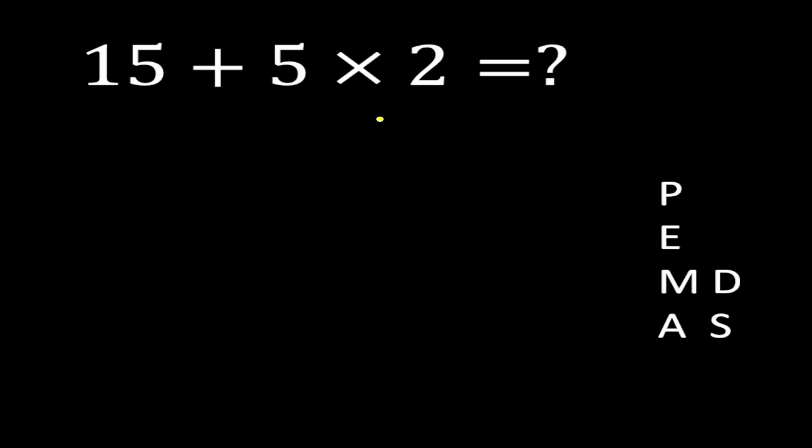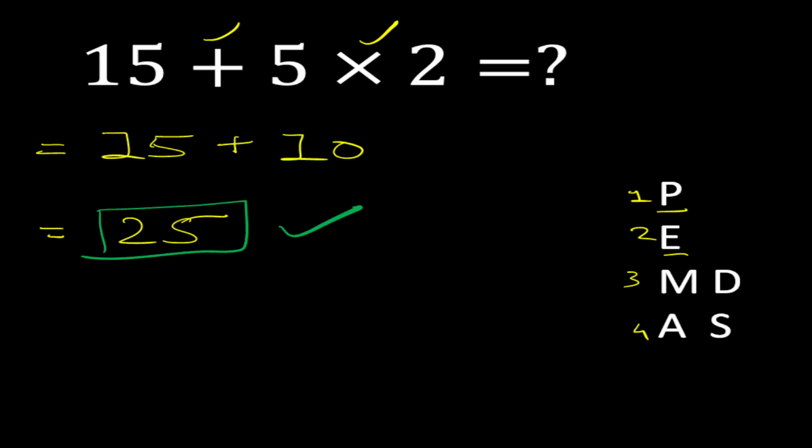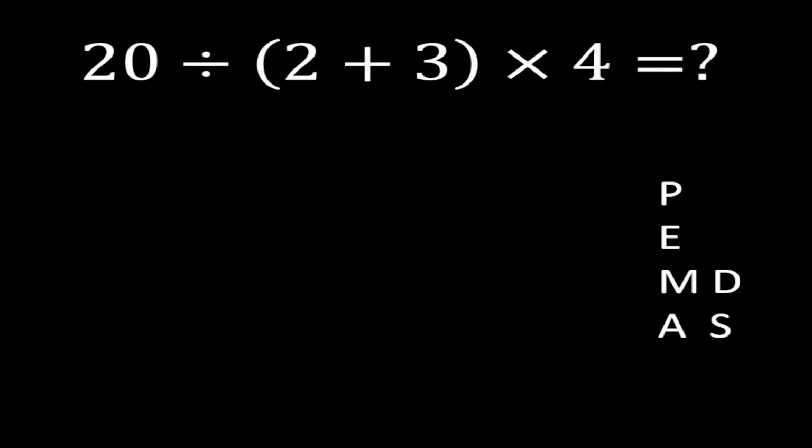So now let's solve this question by using the PEMDAS rule. According to the PEMDAS rule, first we have to solve parentheses, then exponents, then multiplication and division, and then addition and subtraction. So first we have to solve this multiplication, then this addition. So 15 plus, now solve this multiplication, 5 multiply 2 is equal to 10. So now 15 plus 10 is equal to 25. So the correct answer is 25. Now let's see question number 3.